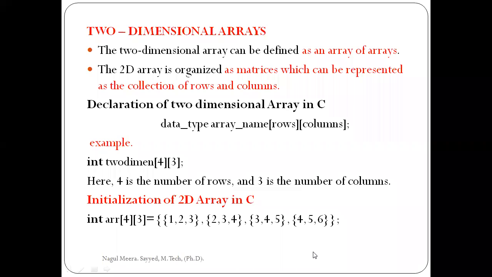Simply, this is a simple example to initialize a two-dimensional array. Okay, I am recalling again. What is the meaning of a two-dimensional array? A two-dimensional array is one type of array. In this there are two subscripts: one for rows and another for columns.